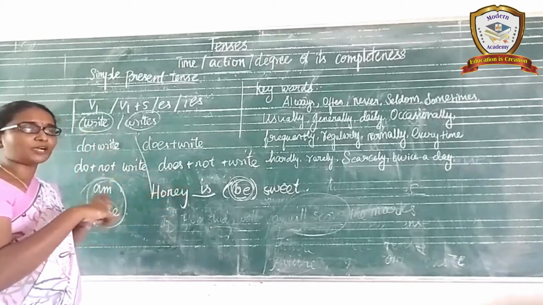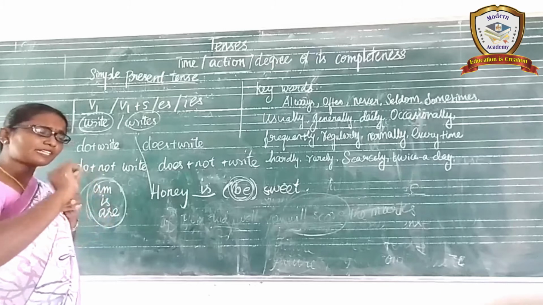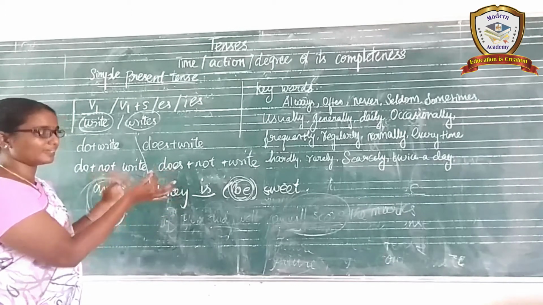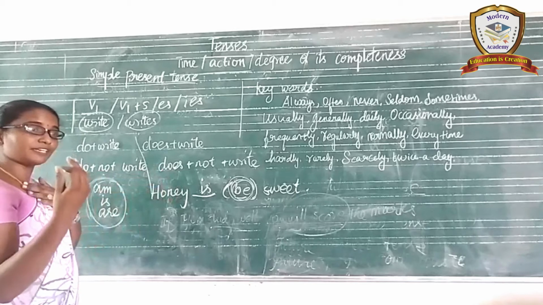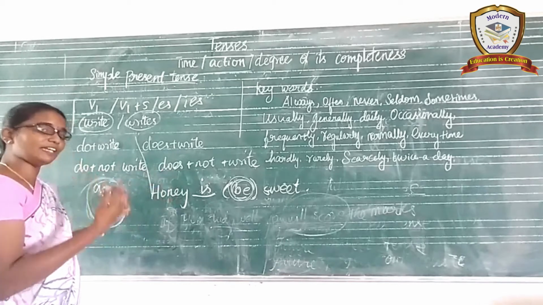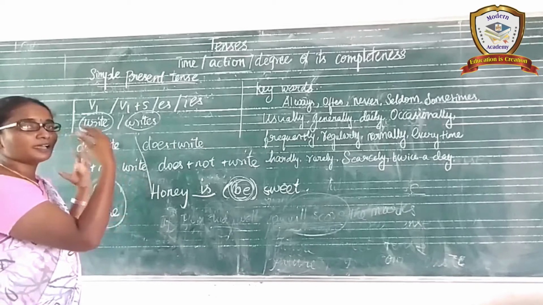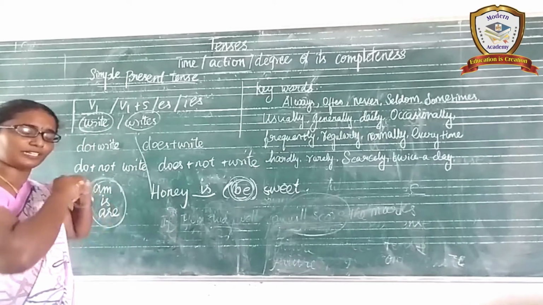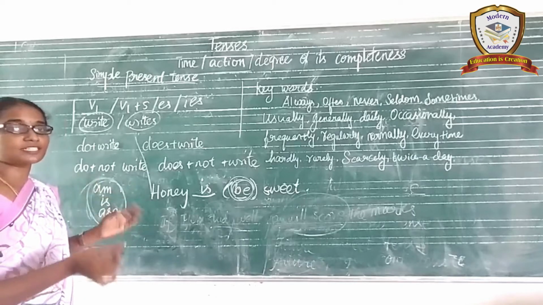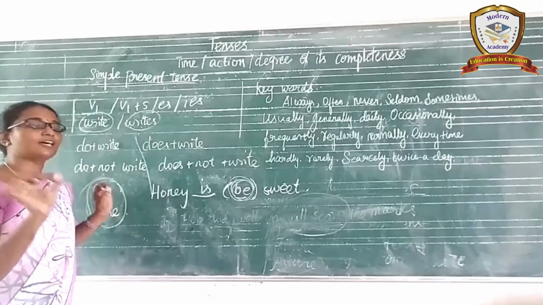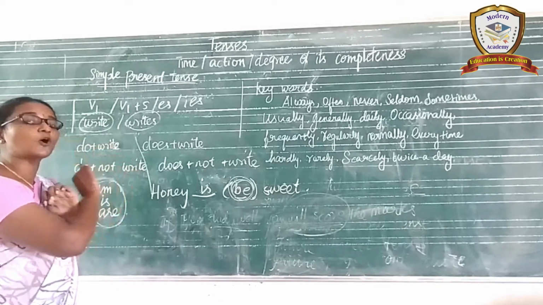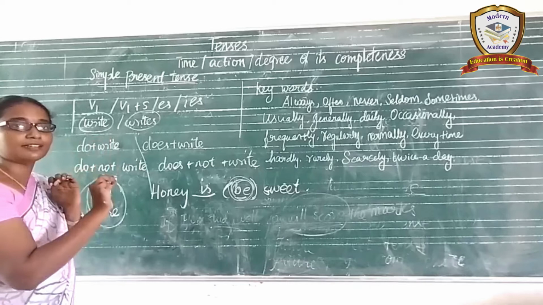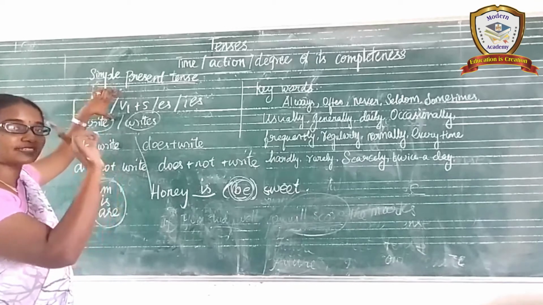Understand? Sometimes you commit mistakes, children. In grammar only you appropriate the right answer to frame the sentence. But in other subjects, when you write, I happen to see many students' papers, you commit mistakes in geography also, physics also, chemistry also. You definitely commit a mistake without your knowledge. It is not fair for writing the answer. You learn the grammar for framing the sentence in all subjects without grammatical mistakes. It is the purpose for learning the grammar. Understand?